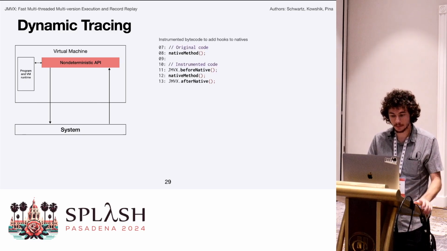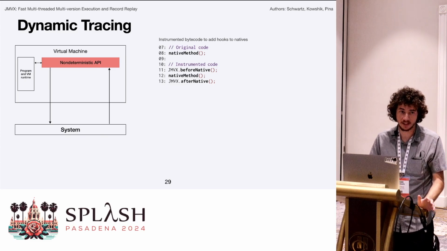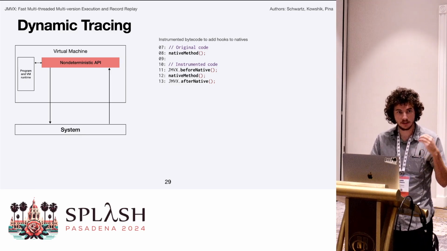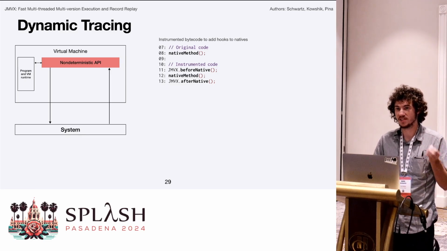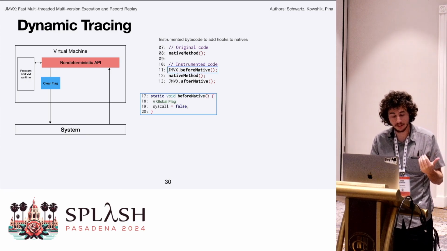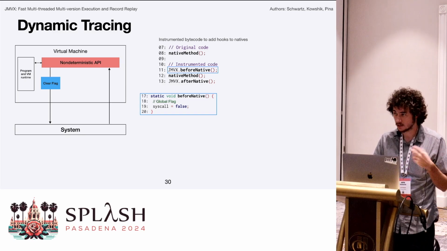So we're going to use a little bit of bytecode instrumentation and dynamic tracing to help find these. So we're going to wrap native methods. A native method is a method you can call in Java, but the implementation is in C in the underlying JVM. So the first method is going to clear a global flag that's going to represent whether or not a system call has occurred.